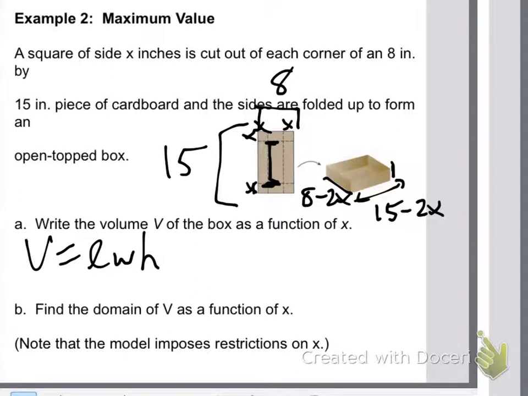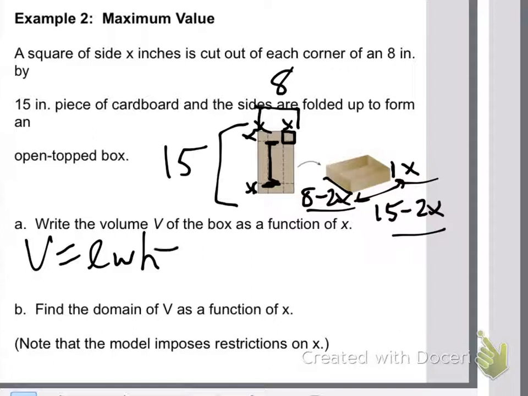Now, the height of that box, you could call it depth because that's how deep the box is. The depth is just x because each side of this square that we cut out is x. So when you cut it out and fold up that side, it's going to be x units tall, or x inches tall, I should say. All right, so I've got length, width, and height.